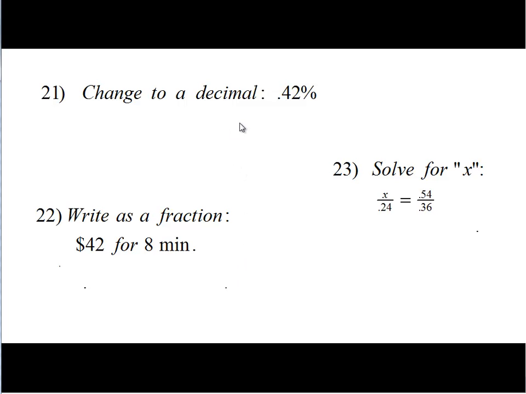21, change to a decimal. Move it 2 decimal places. 1, 2, so it's after the 2. Excuse me, percent. 2 decimals the other way, 0.0042.